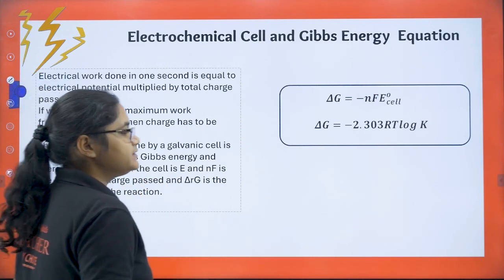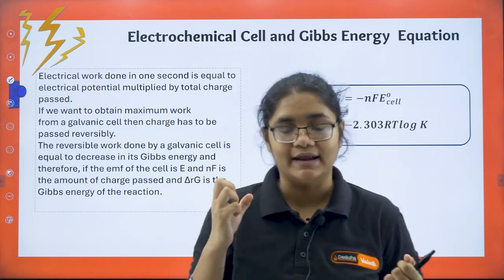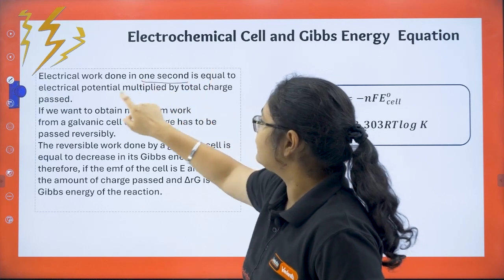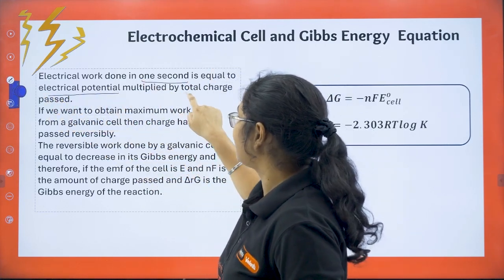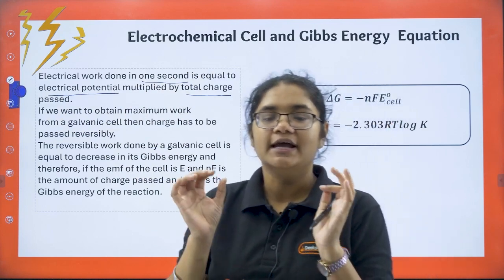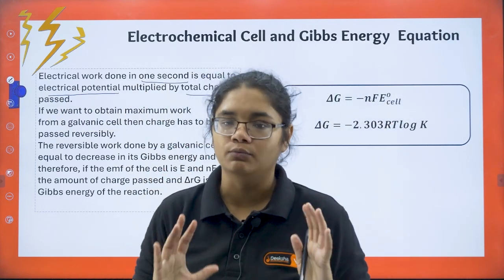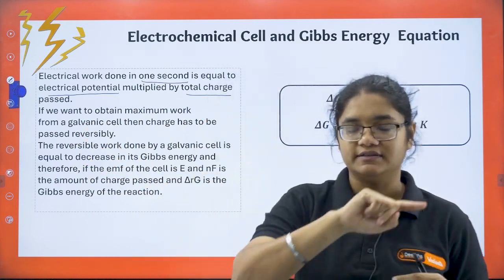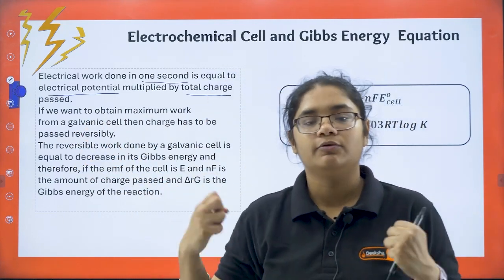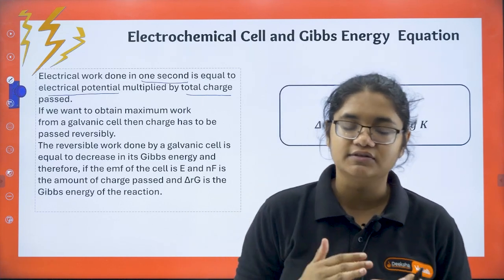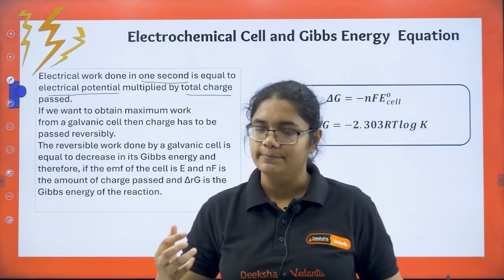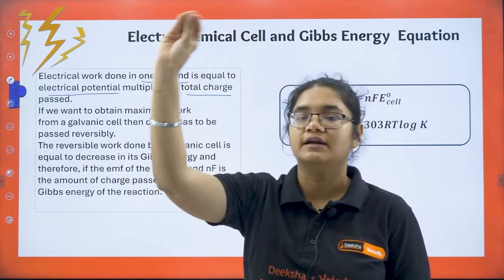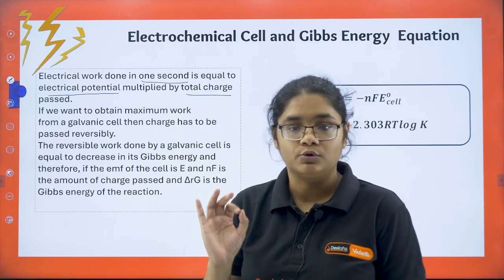So basically what happens, the electrical work, the work done by electricity, is equal to the electrical potential multiplied by the total charge. The potential difference into the total charge gives you the electrical work. Now if we want maximum work from a galvanic cell, where electricity is produced, the process should be reversible. And what is reversible? A process which occurs very slowly, right? So the charge has to be passed reversibly, meaning the electrons that are passing here should pass very slowly.